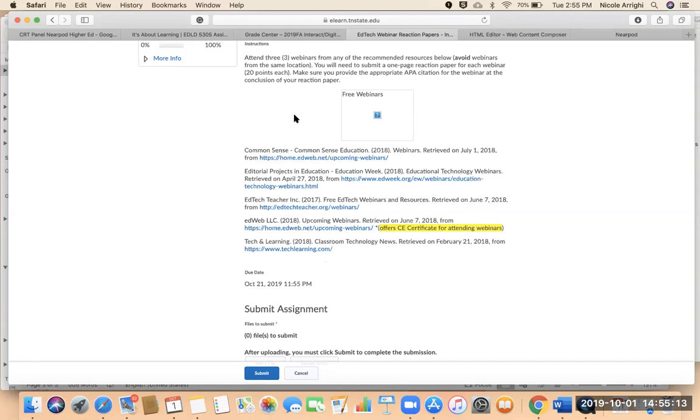Again, please make sure that you diversify your webinars from the various sources. Basically what I mean there is that you're not doing all of your webinars through EdWeb, that you do pick 3 different sources, because they are all taking different approaches and selecting different topics to support their webinars.